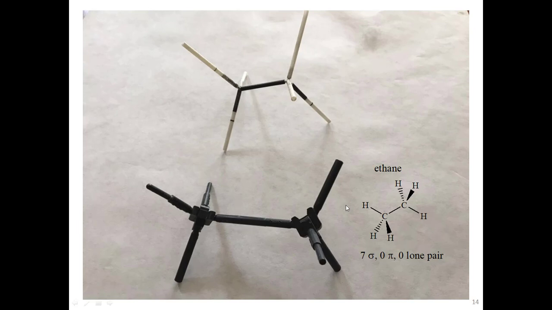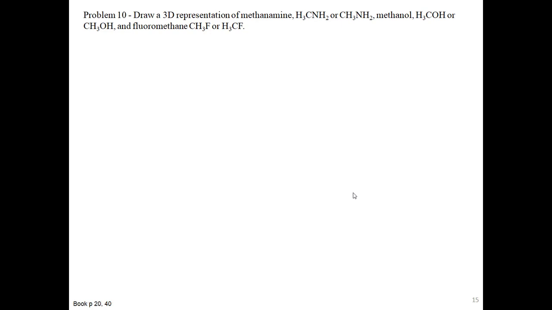But there's many ways to draw it, with the dashes and wedges pointing in slightly different places. If I counted up all the sigma bonds in this molecule, I'd have 1, 2, 3, 4, 5, 6, 7. 7 total, no pi bonds, no lone pairs. But if I look at just one carbon, I have 1, 2, 3, 4, because remember, carbon only makes 4 bonds. So I'd have 4 sigma bonds.